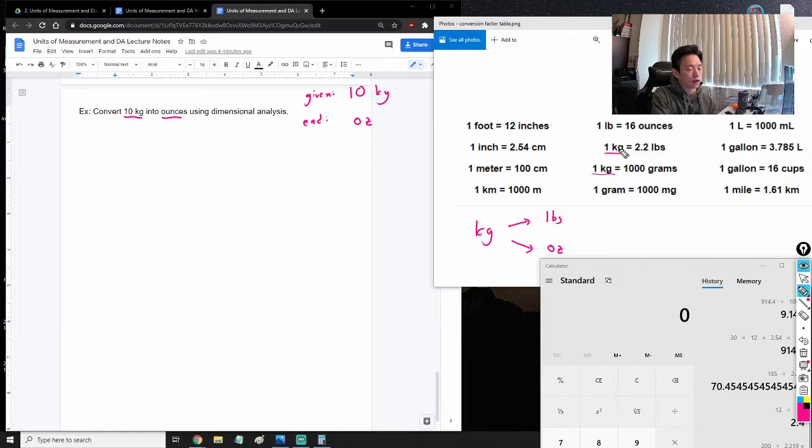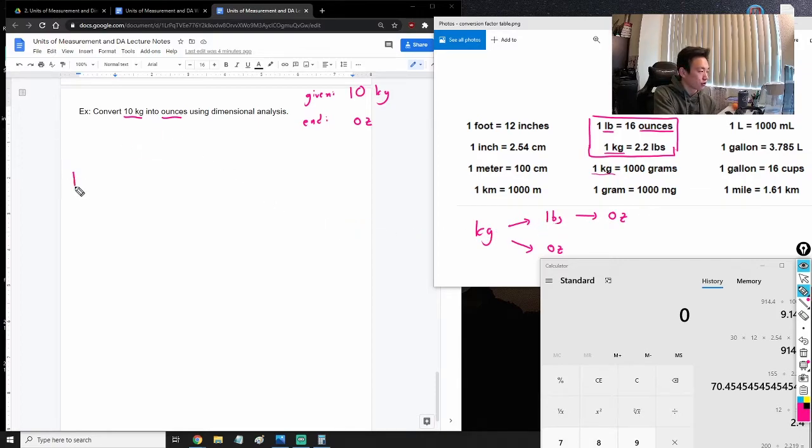Okay, now we're going to look for ounces. So ounces, we have ounces equal to pounds. So we notice here we can turn kilograms into pounds, and then we can turn pounds into ounces. So we're going to be using these two equations right here for our ratios. Okay, so let's do that. We're going to turn kilograms into pounds first.